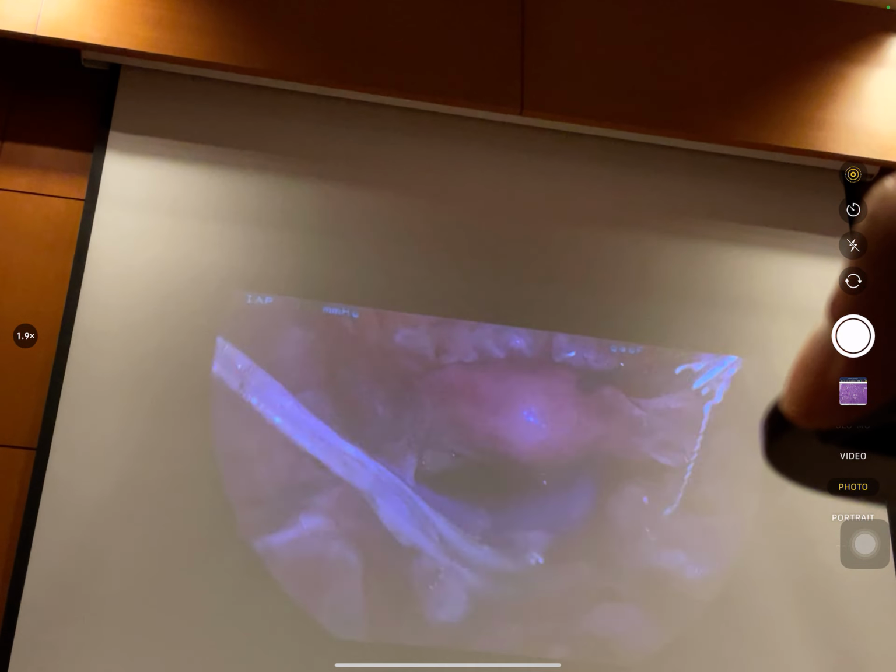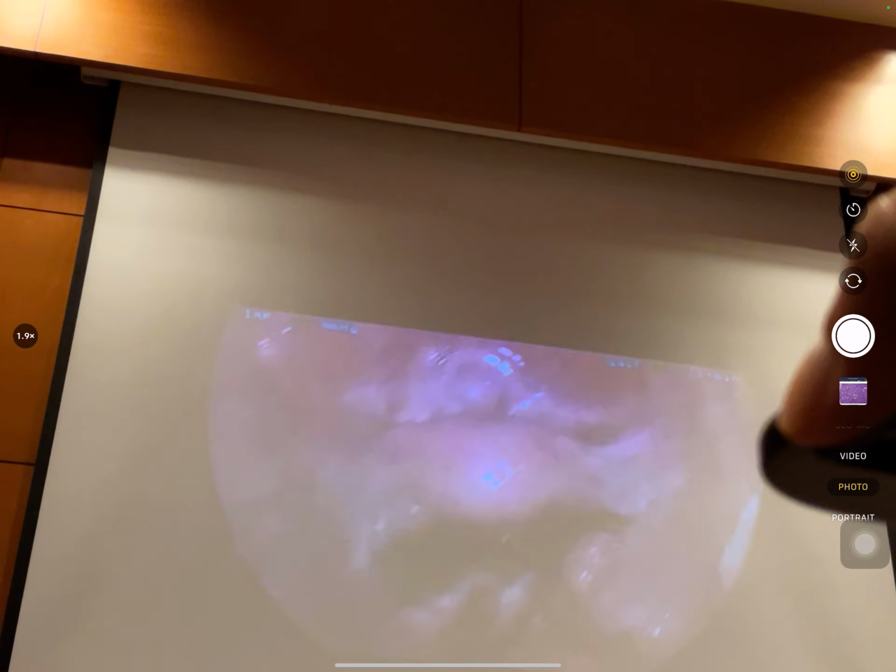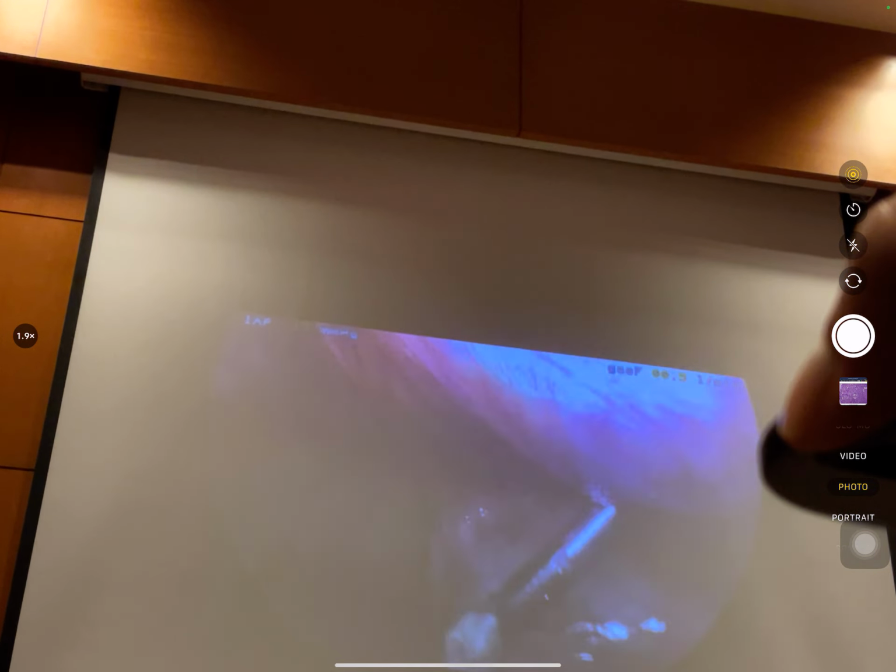So the cyst is just a simple cyst, a very thin wall cyst. So the wall can be removed through the hole.